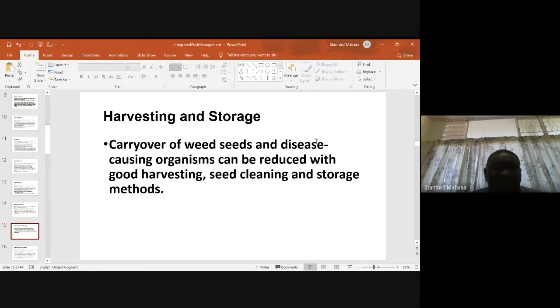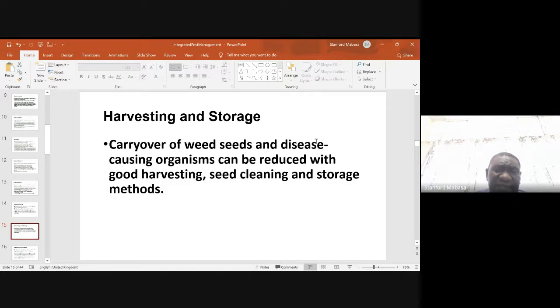Harvesting and storage. Now, carryover of weed seeds and disease-causing organisms can be reduced with good harvesting, seed cleaning, and seed storage methods. So we can reduce these problems at harvesting or storage.